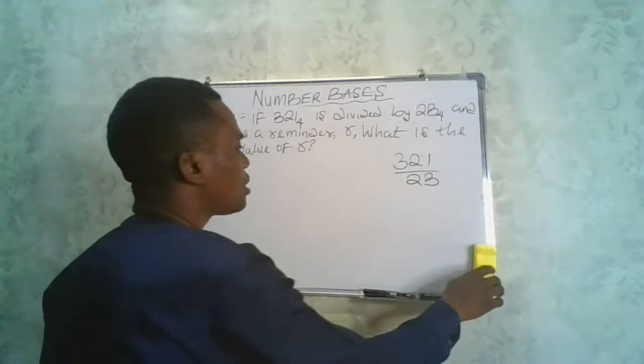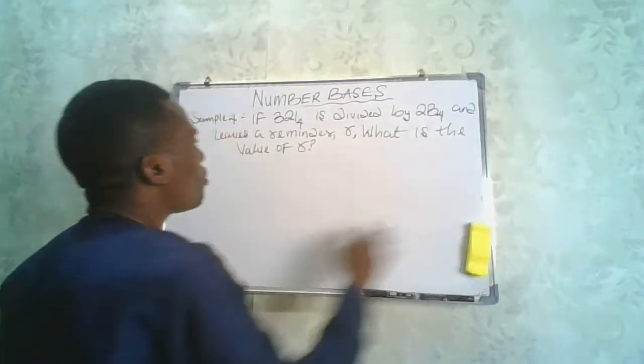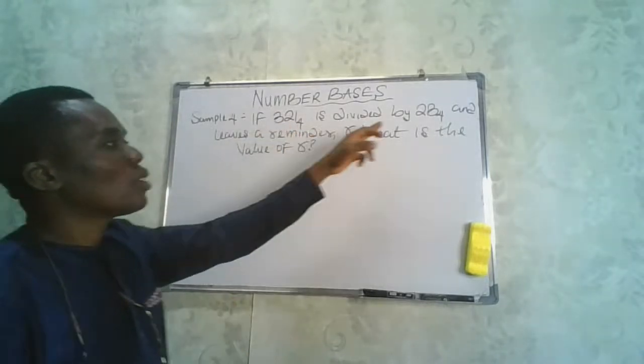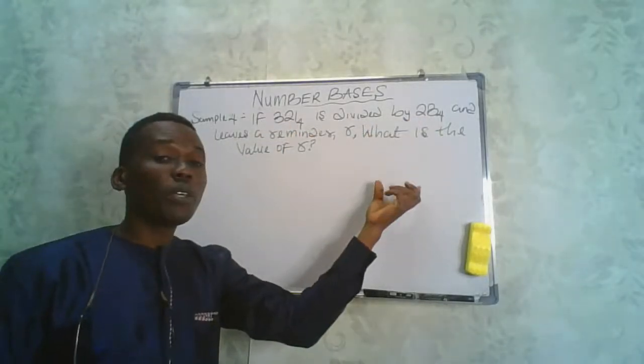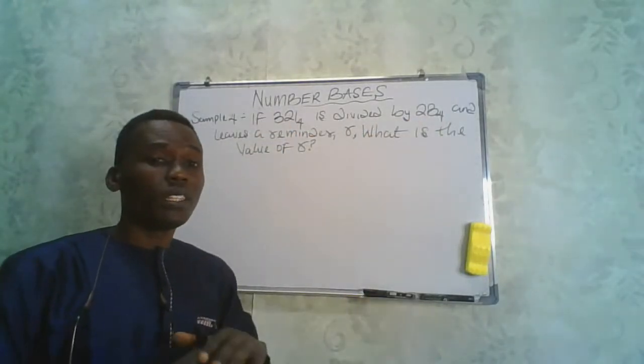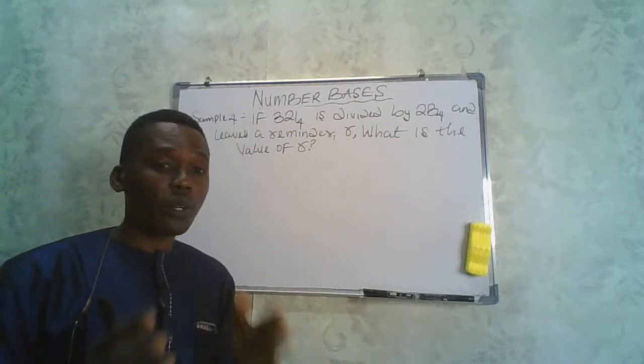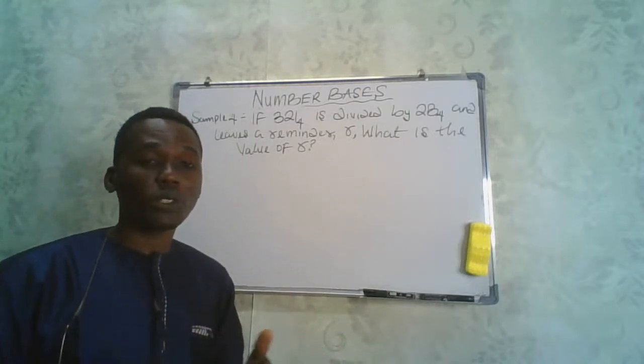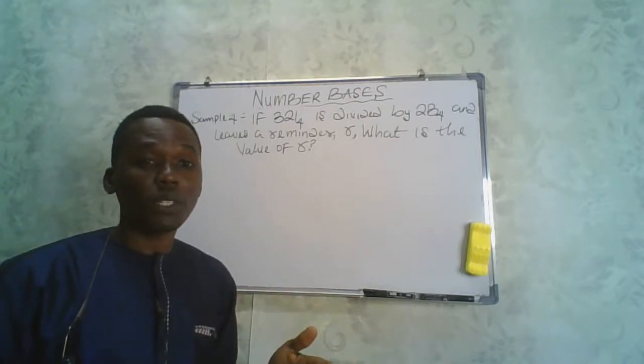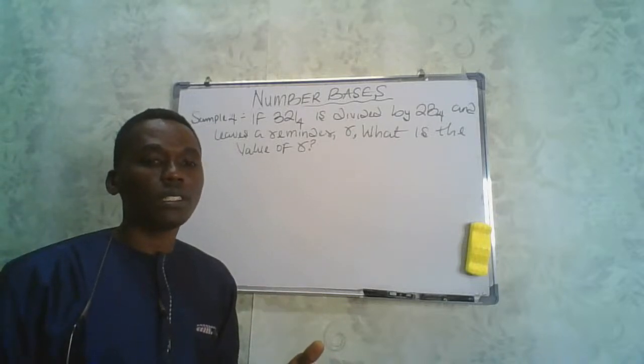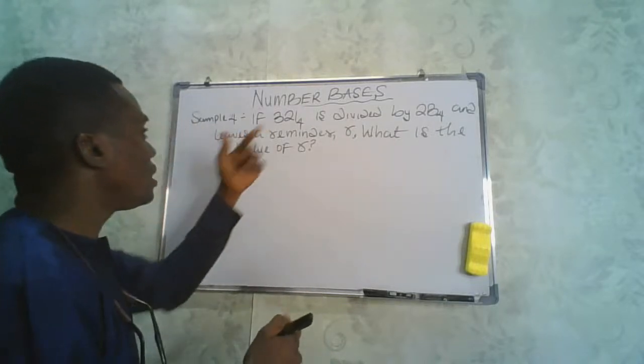Now let's do that quickly. We're going to convert this to base 10, convert this to base 10. Remember, you can't do that directly because our normal operations, addition and subtraction, are usually done in base what? In base 10.